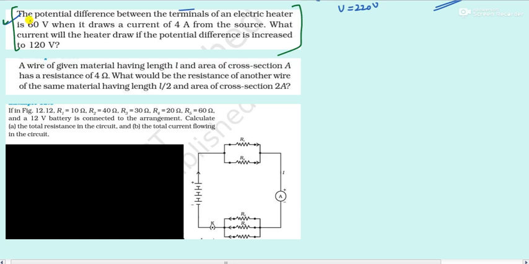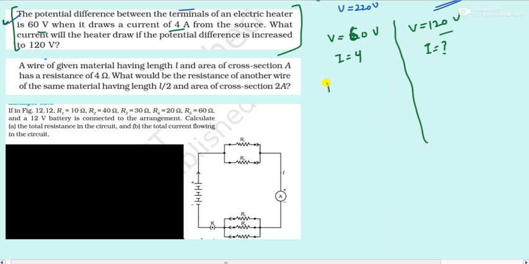The potential difference between the terminals of an electric heater. Again, just write the data. Potential difference V is 60 volt. Current drawn is 4 ampere. What current will the heater draw if the potential difference is increased to 120? So this is a little different. What will be I when the voltage is 120?